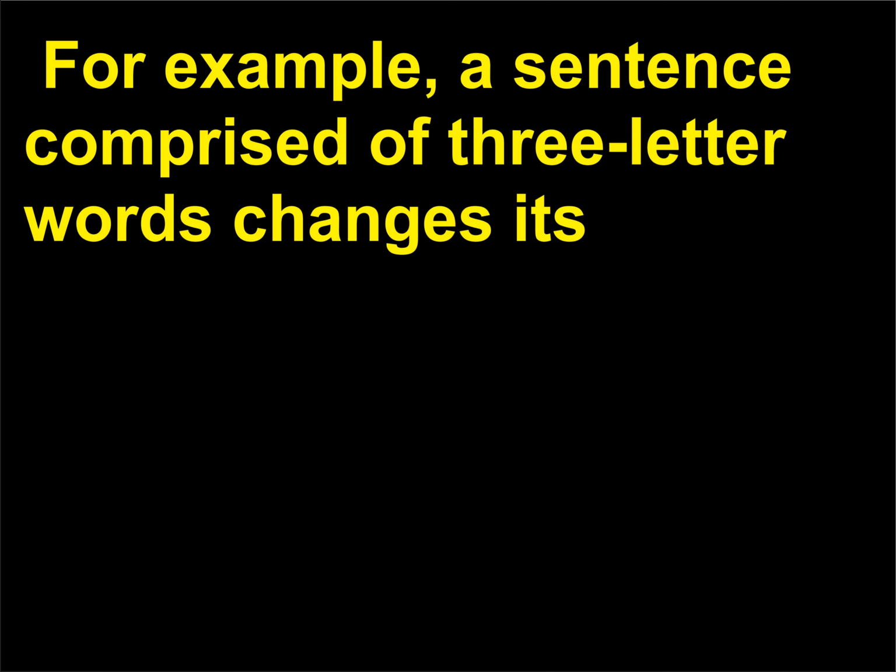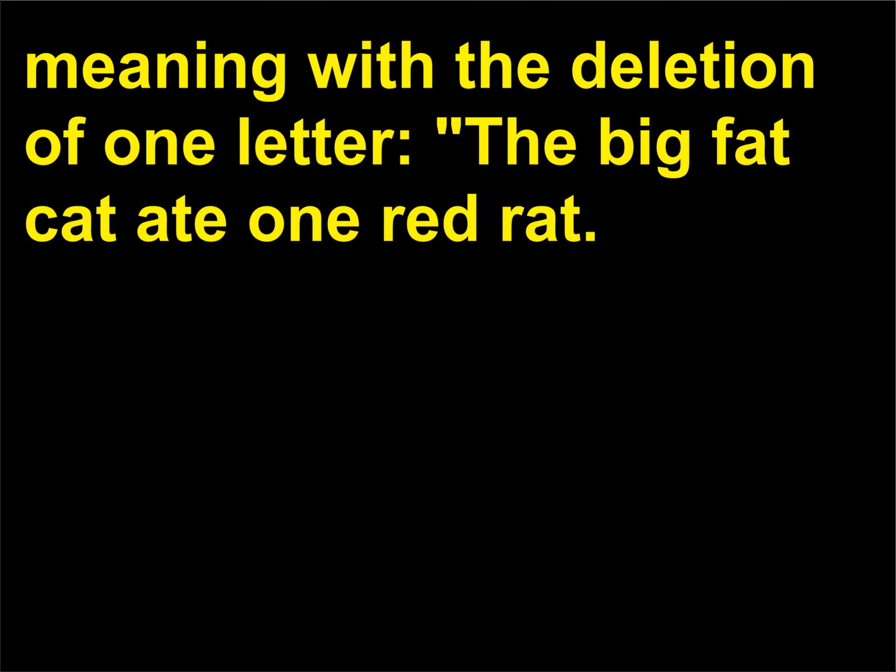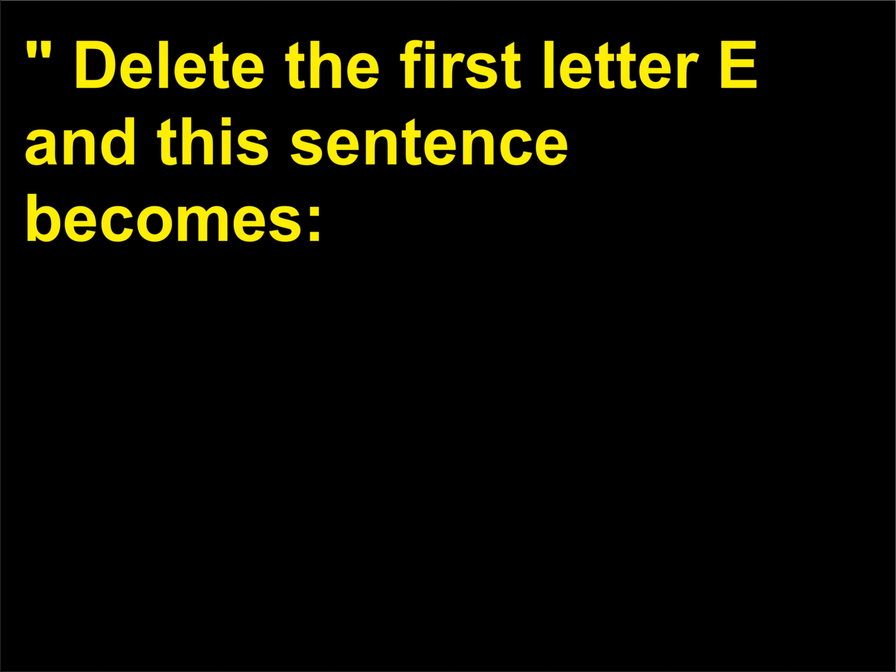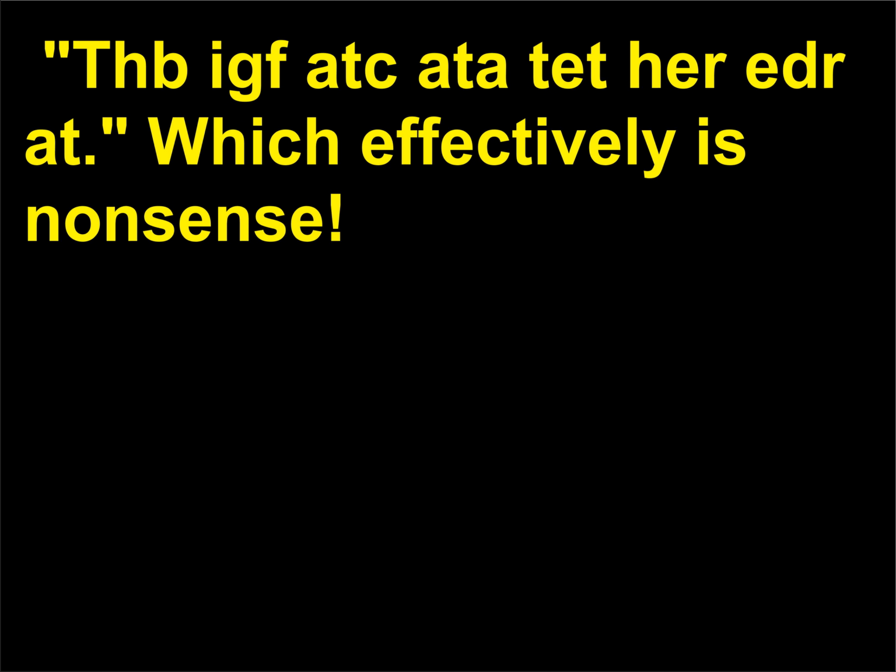For example, a sentence comprised of 3-letter words changes its meaning with the deletion of one letter. The big fat cat ate one red rat. Delete the first letter E and the sentence becomes THB IGF ATC ATA TET RAH RAT, which effectively is nonsense.